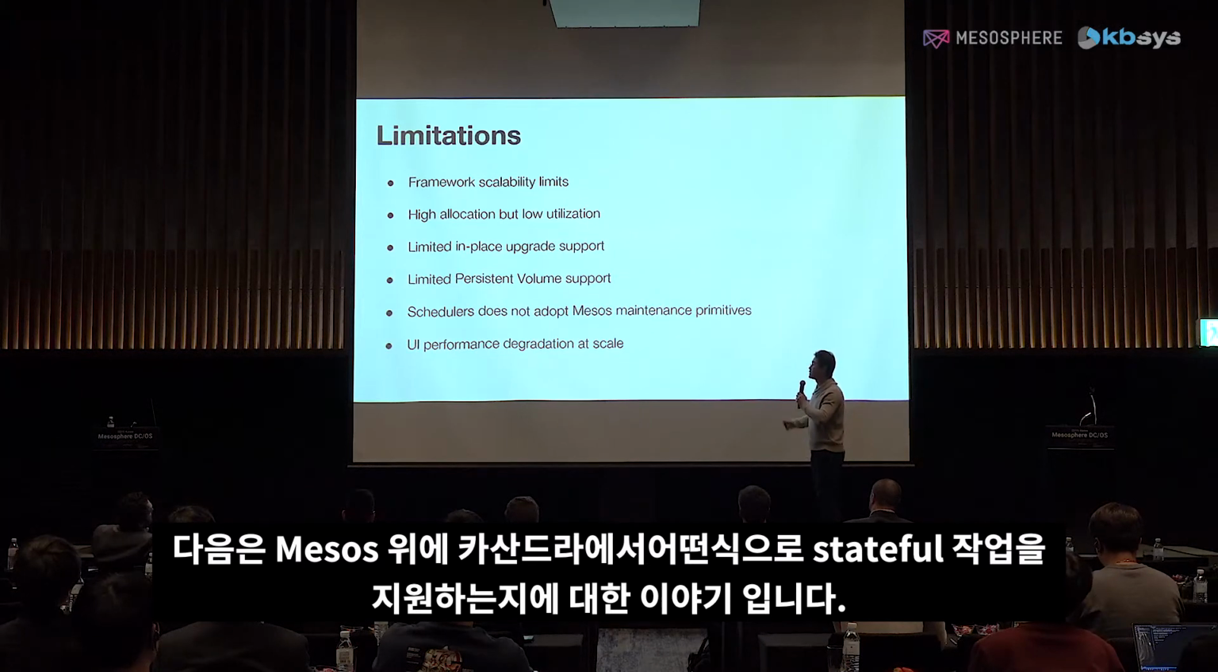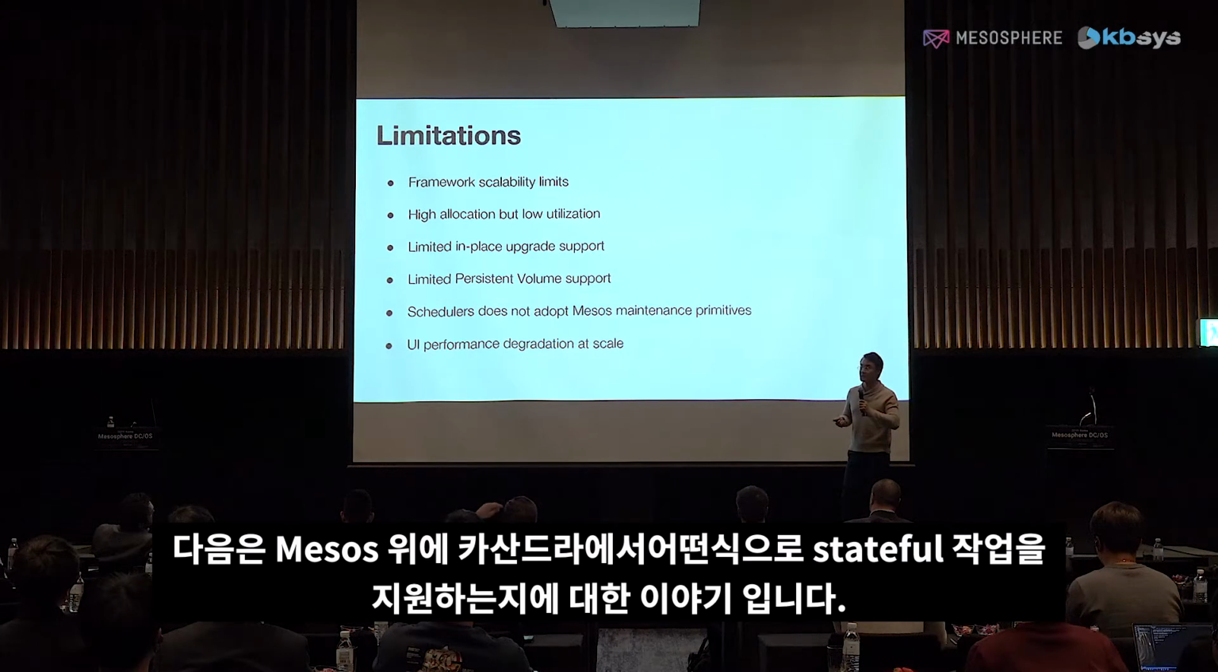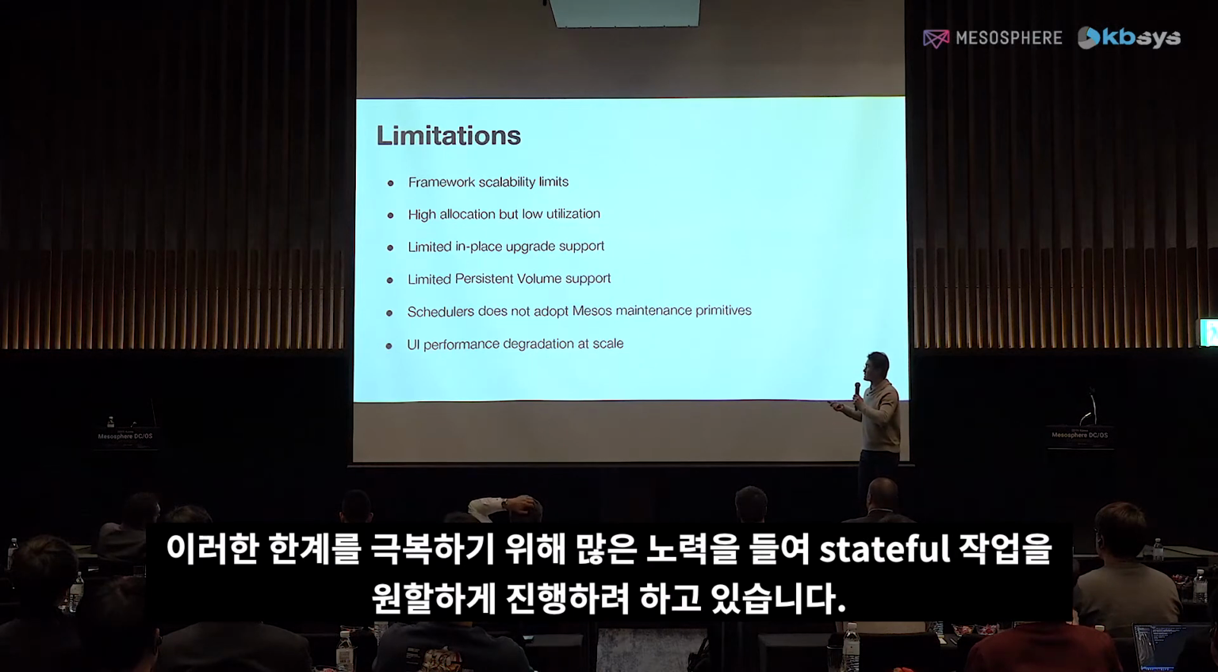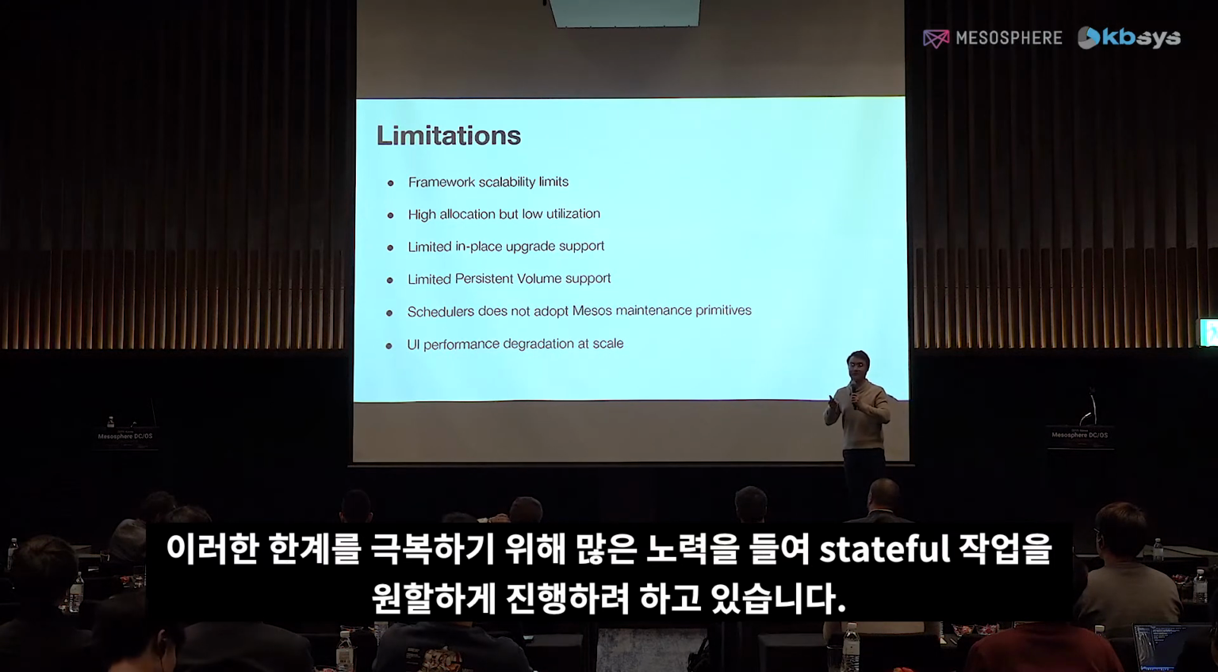Next one is related to how we support stateful workloads like Cassandra on top of Mesos. Because we utilize Mesos persistent volume as the way we support those stateful workloads, there were some limitations as of last year when we were still helping them actively. So we ran into certain limitations, and we had to provide certain workarounds and actual efforts to support those stateful workloads properly.